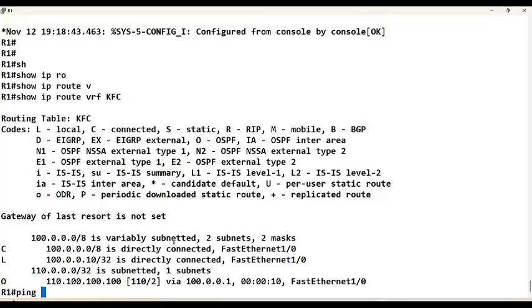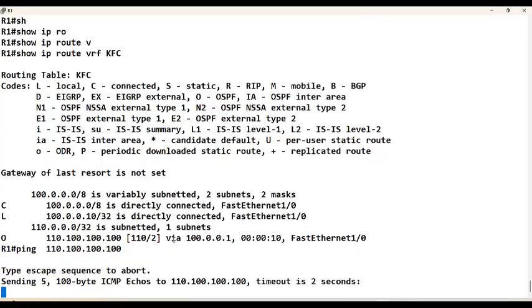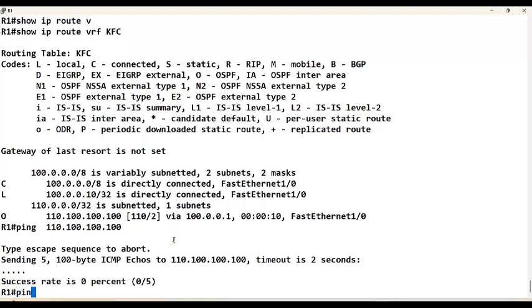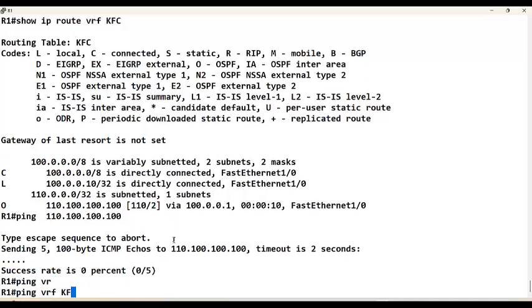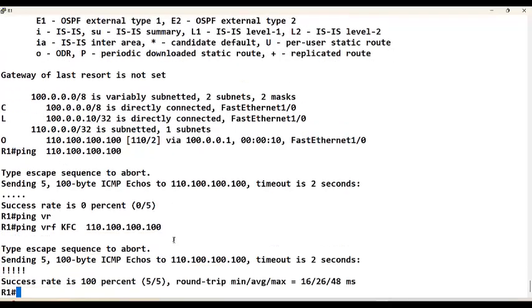The reason is it is trying to ping with a global routing table. Global routing table does not know about this network. So you have to say ping using VRF KFC. Now it will ping. So you have to use the control plane correctly.